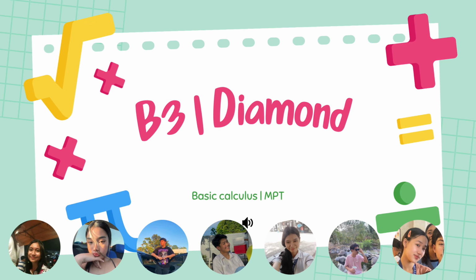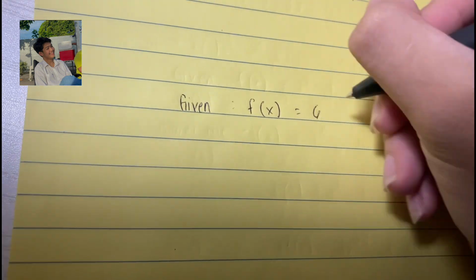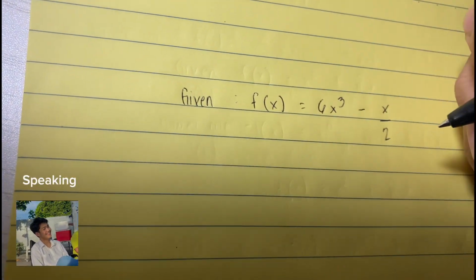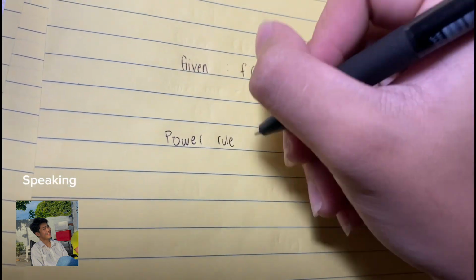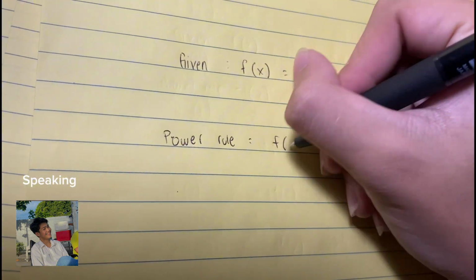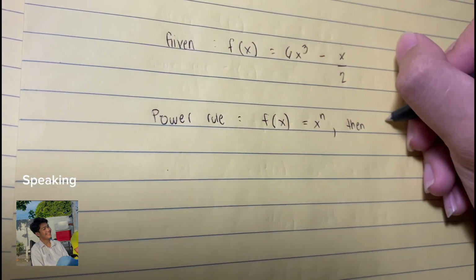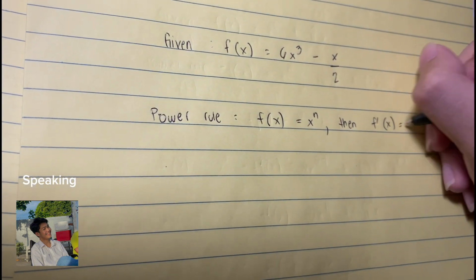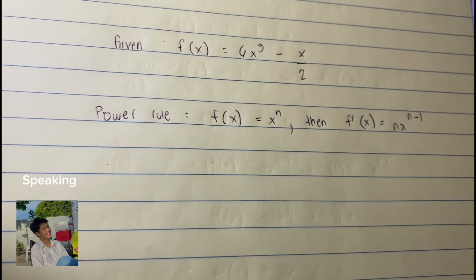Let's get started. We have here a given of f of x equals 6x cubed minus x over 2. We will solve this using the basic rules of derivatives. First, we need to understand the power rule, which is: if f of x equals x raised to n, then f prime of x equals nx raised to n minus 1.